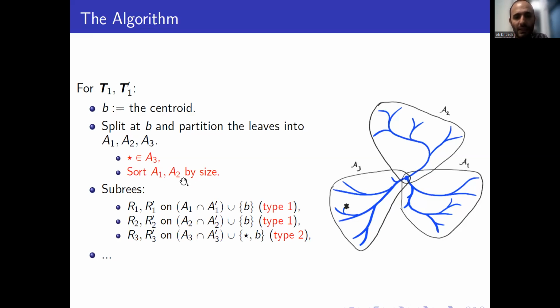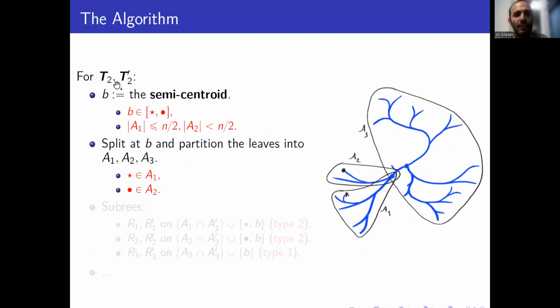Now we split at this point, we obtain 3 pairs of trees on the branches. We notice that R1 and R prime 1 are of type 1 because they have one special leaf, which is the centroid. R2 and R prime 2 are also of type 1 because in this branch we have also one special leaf. But R3 and R prime 3 are of type 2 because here we have 2 special leaves. So in the next step of the algorithm, to find a common subtree for the first 2 branches, we use the algorithm for type 1. For the third branch, we use the algorithm for type 2, which is in the next slide.